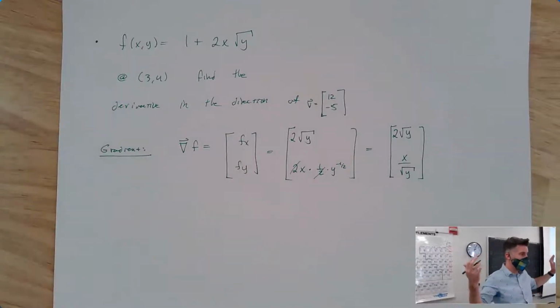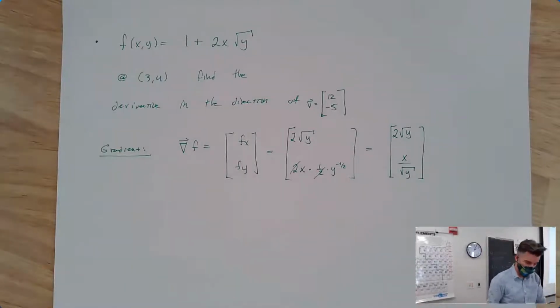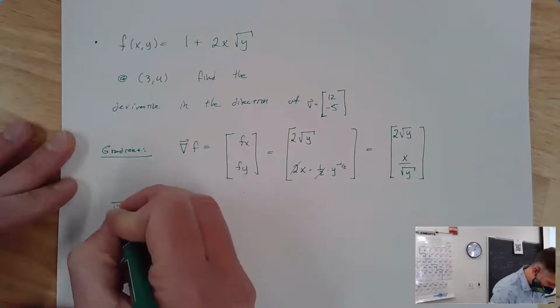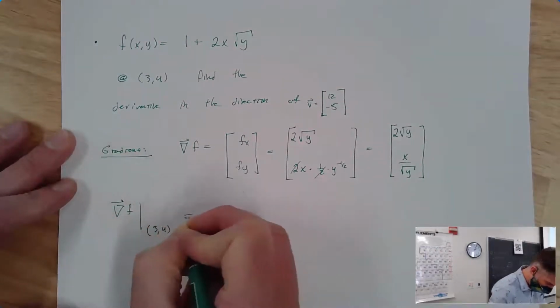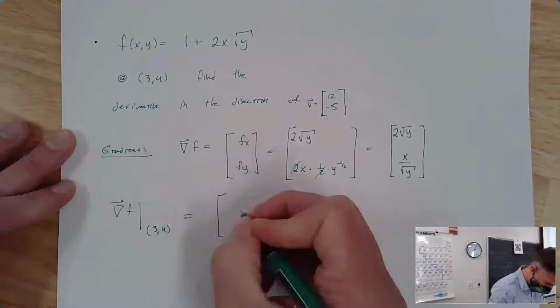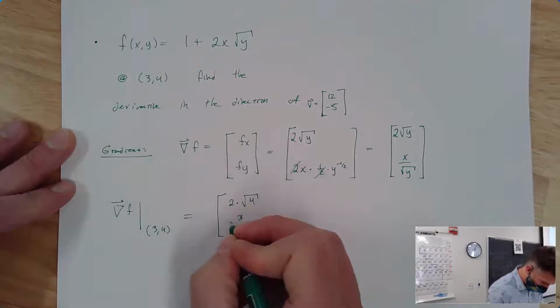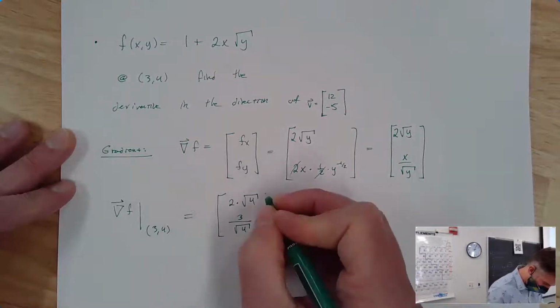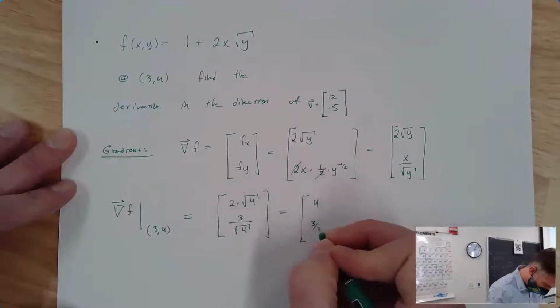So that's the gradient anyway, right? At any point x, y, that's what your gradient is. We might not have really talked about the meaning of the gradient yet, but we're almost there. What's the gradient at this particular point? Well, let's plug it in and find out. It's going to be 2 times the square root of 4, and then 3 divided by the square root of 4, which is going to be 2 times 2, 3/2.